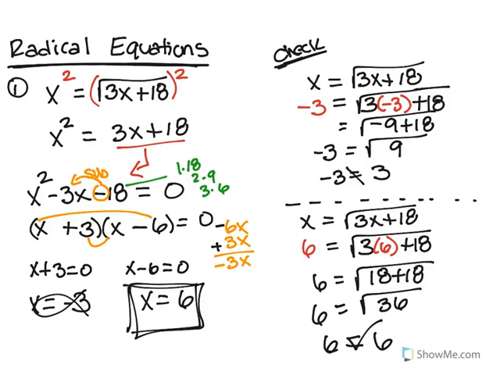Let's do a second example. Square root of 4x plus 13 equals 2x minus 1. So is my radical by itself? Yep. So we're going to go ahead and square. Good. We're going to square both sides.